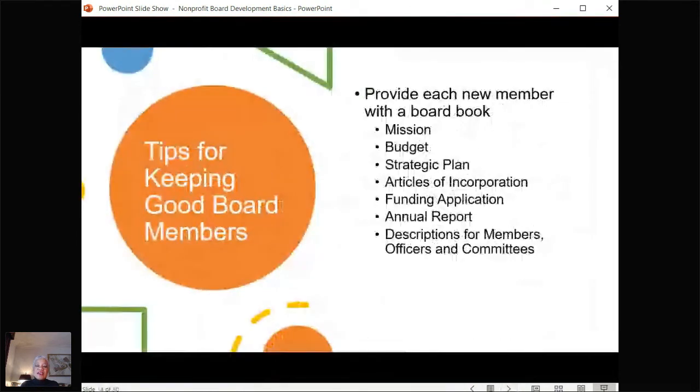All right, so now we're going to go into some tips for keeping good board members. The first thing you want to do, when you invite them in, you want to have an orientation. So you want to give them an overview of the mission. You want to let them know what the budget is. You want to share your strategic plan. You want to share the articles of incorporation. You want to share a funding application, an annual report, and that could be your Form 990s and any other annual report you might do.